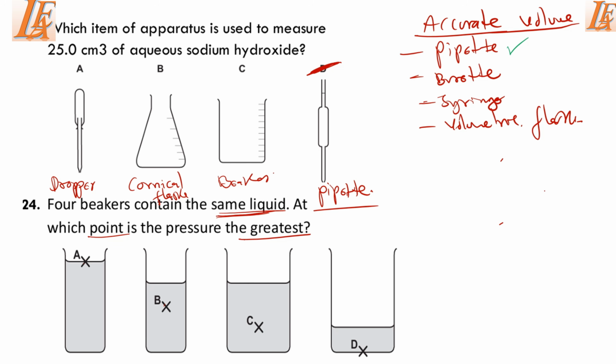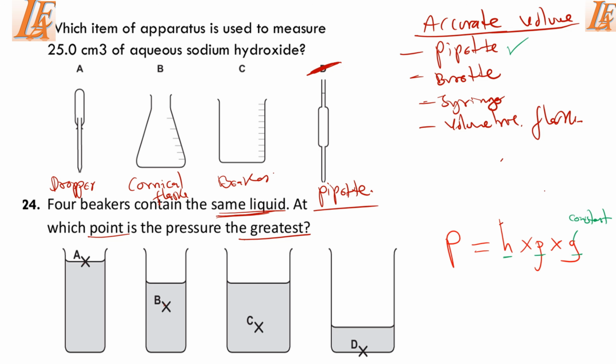Now what I want us to note is that pressure in liquids is affected by 3 factors. That is, pressure is equal to the height times density times the gravitational field strength. So the factors which affect pressure in liquids, one of it is height, second one is density, then third one is gravitational field strength. Now since we are on Earth's surface, this gravitational field strength g is constant. So it means that 4 beakers experience the same gravitational field strength.